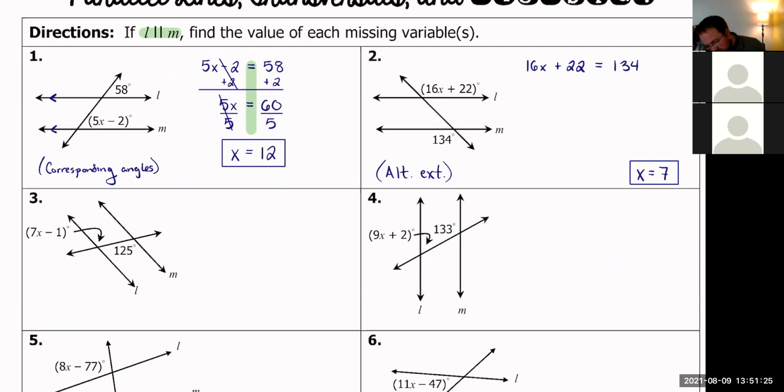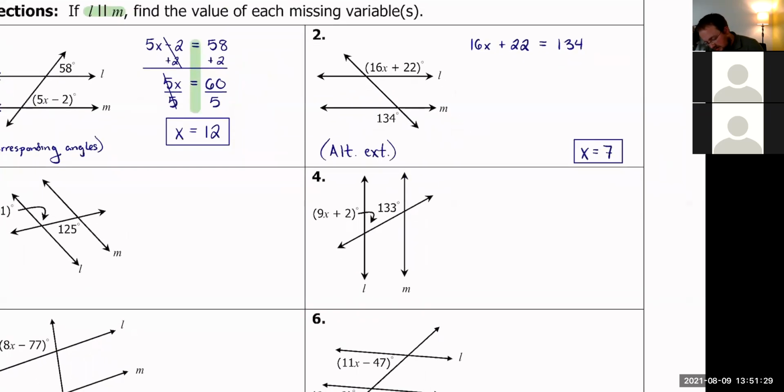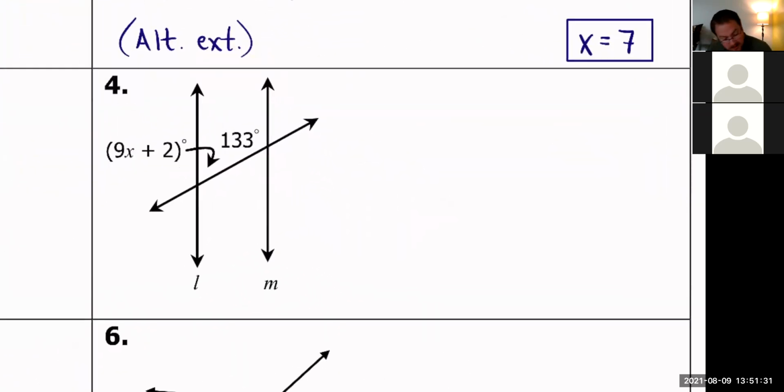I'm actually going to skip number 3. I'm going to jump down to number 4 because number 4 is a little bit different. Number 4, they've shifted the picture on us. The L and M, our parallel lines, are now going vertically. Transversal is kind of coming in at a diagonal. What's the relationship we've been given here?